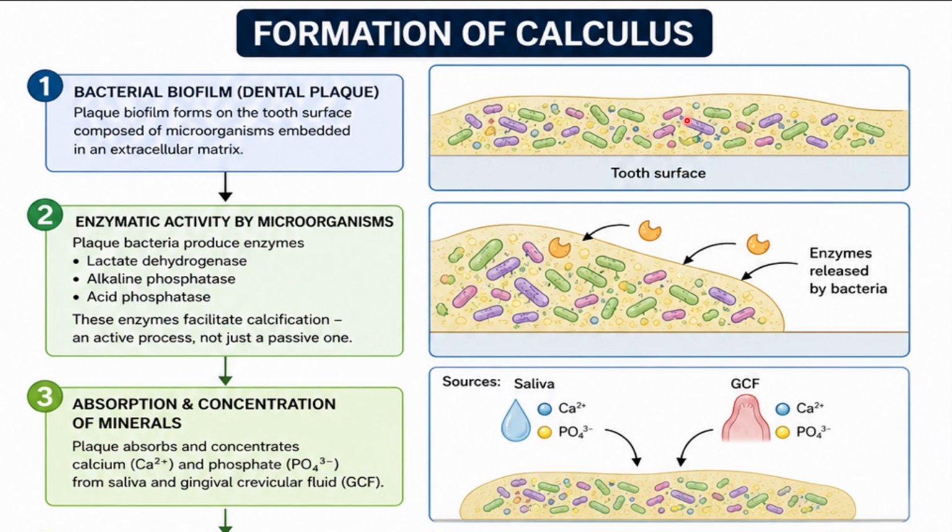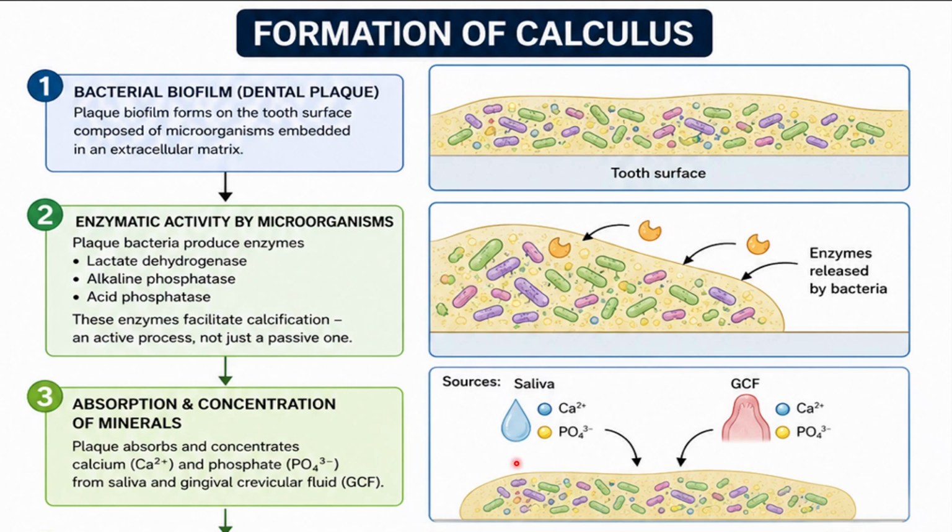Coming to the second step, that is the enzymatic activity by microorganisms. As the plaque matures, the bacteria begin to produce several enzymes such as lactate dehydrogenase, alkaline phosphatase and acid phosphatase. What do these enzymes do? They promote calcification by altering the local environment and they facilitate the deposition of minerals. So we can say that calculus formation is an active biological process.